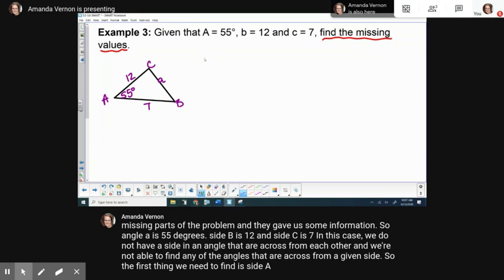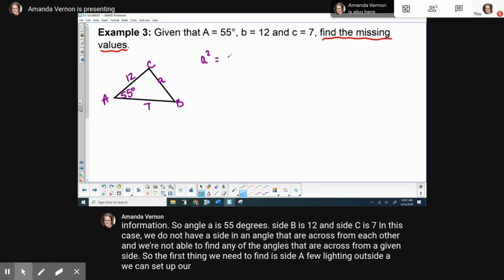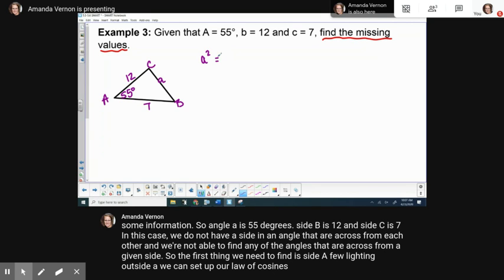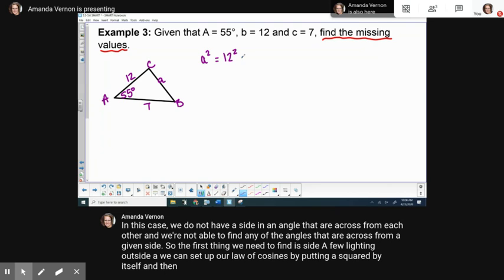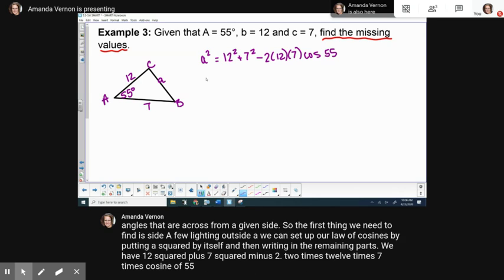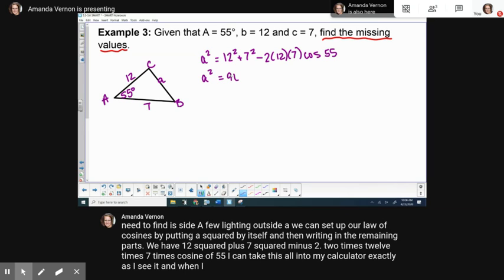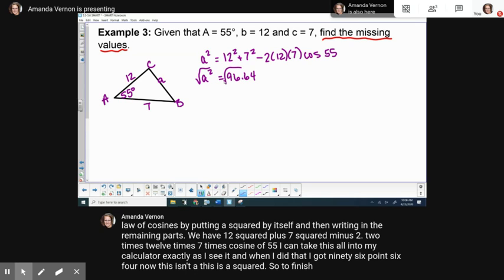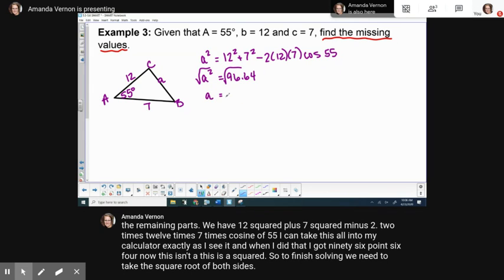In calculating out side A, we can set up our law of cosines by putting a squared by itself and then writing in the remaining parts. So we have 12 squared plus 7 squared minus 2 times 12 times 7 times cosine of 55. I can type this all into my calculator exactly as I see it. And when I did that, I got 96.64. Now this isn't a, this is a squared. So to finish solving, we need to take the square root of both sides. And in doing so, we get 9.83.